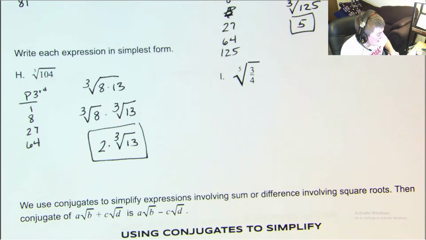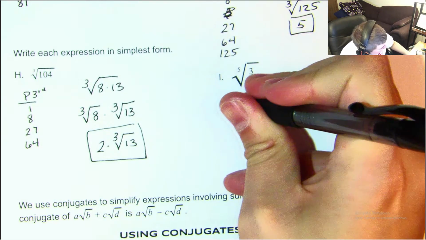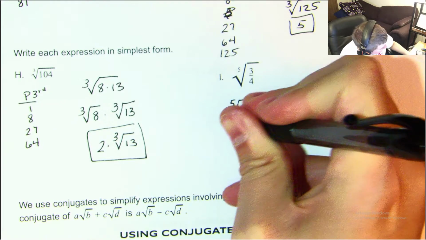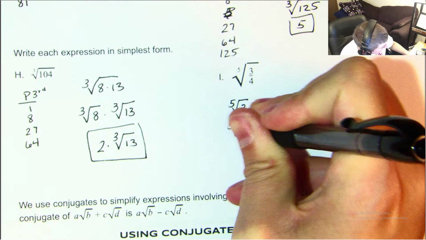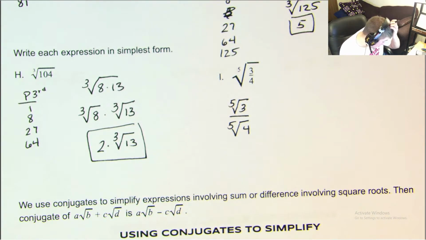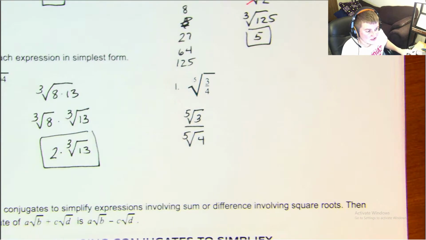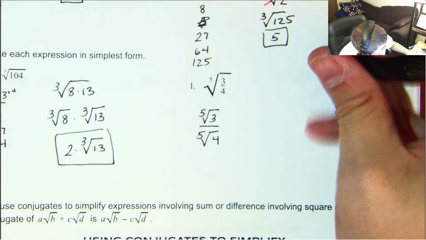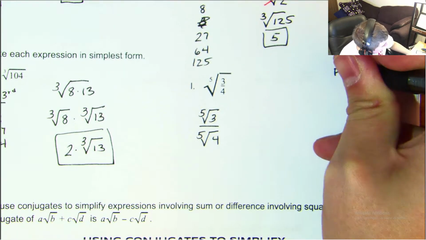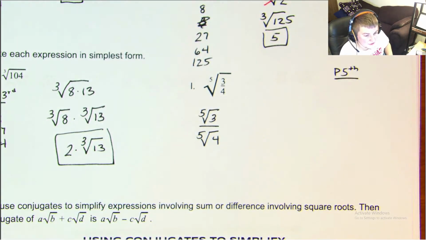Okay, so I can't have a fraction in my radical symbol, so I'm going to need to split that up. So this is going to be the cube root of 3 over the fifth root of 4. Okay, so this one here, I'm dealing with fifth roots, and I do not have access to a table of perfect fifth powers, so I'm going to go ahead and start listing my perfect fifth powers off.